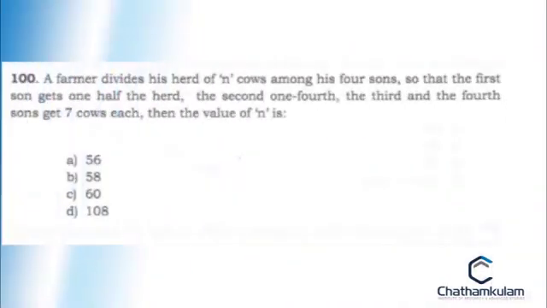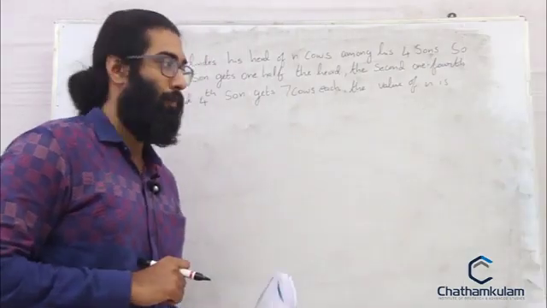So let's see the next question. A farmer divides his herd of n cows among his 4 sons so that the first son gets 1/2 of the herd, the second one 1/4, the third and fourth son gets 4 cows each. What is the value of n?